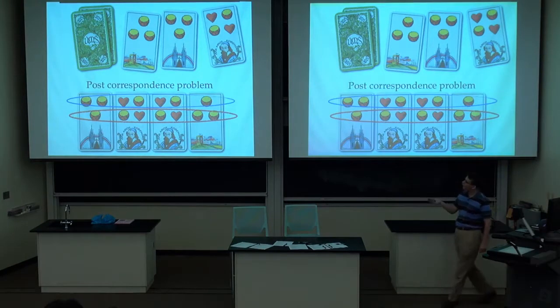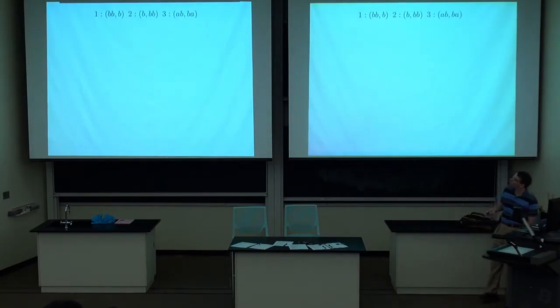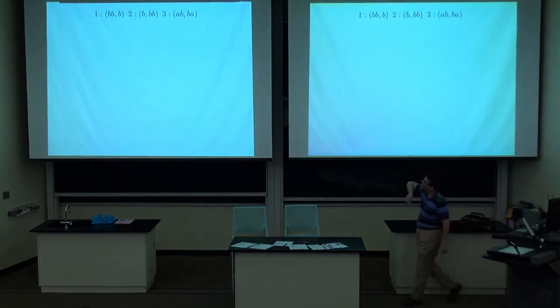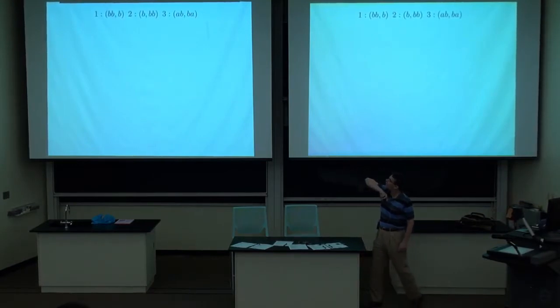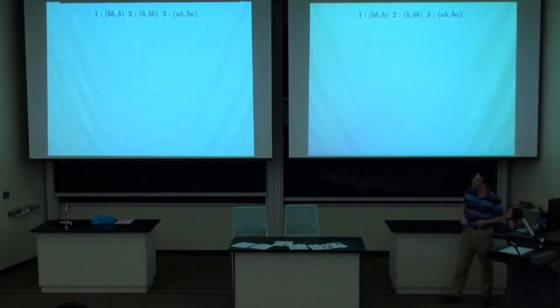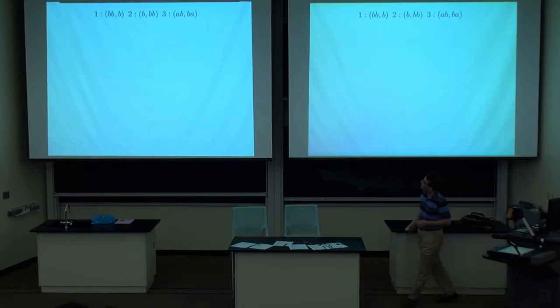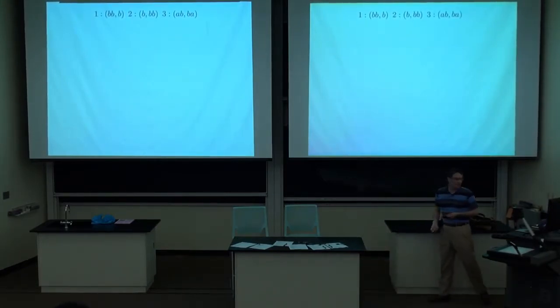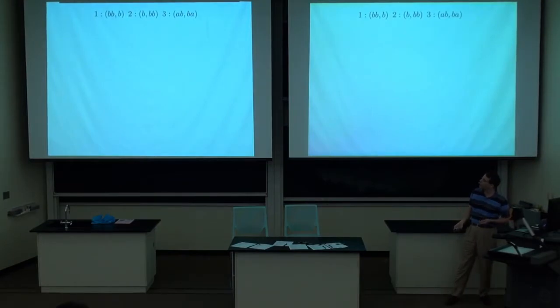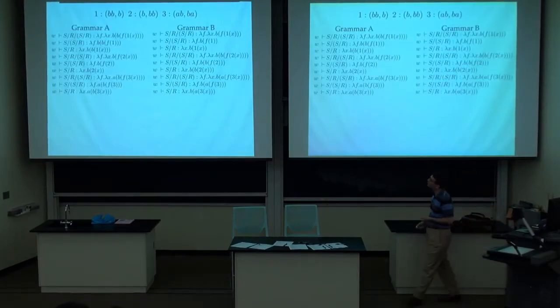Given an example of a Post Correspondence Problem, here's a rewriting of it in terms of symbols. These are my cards, 1, 2, and 3, and those are the strings on the cards. The first element of the tuple is the one on the top half, the second element of the tuple is the one on the bottom half. If these are my cards, given an input that looks like this, I'm now going to write down two CCGs. Don't worry too much about what they do.